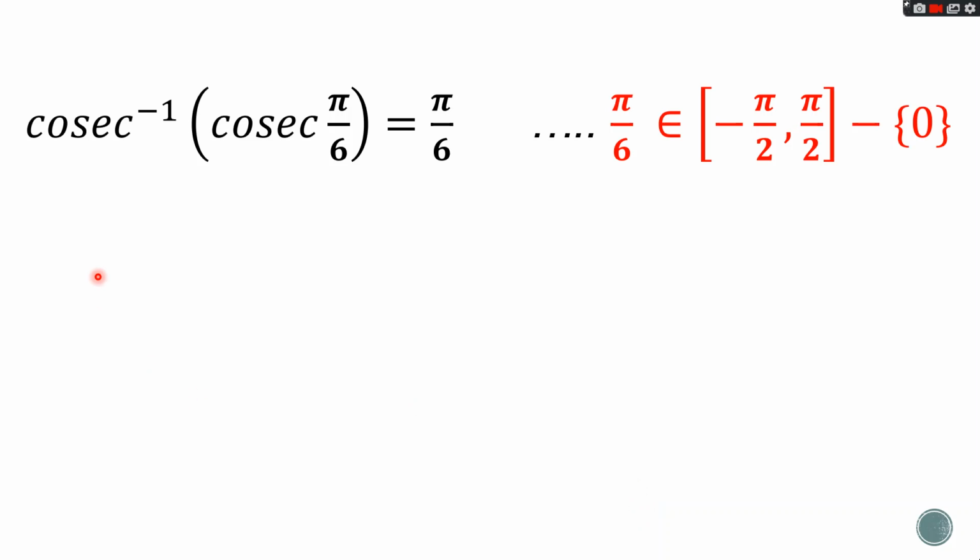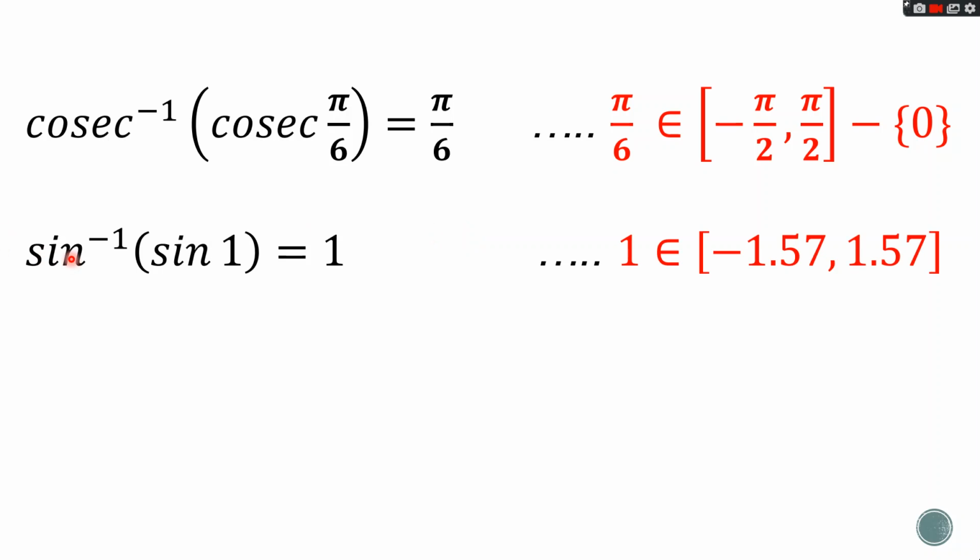Now let's consider a few examples. First example. So what will be the value of cosec inverse of cosec pi by 6? This is equal to pi by 6. Since pi by 6 belongs to minus pi by 2 to pi by 2 minus 0. So in the given range this value lies, therefore its value is pi by 6.